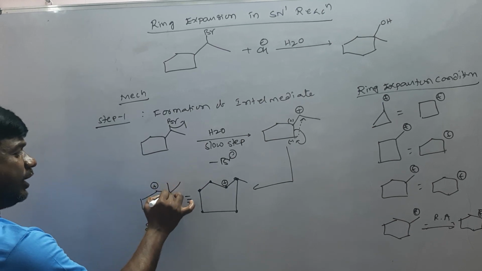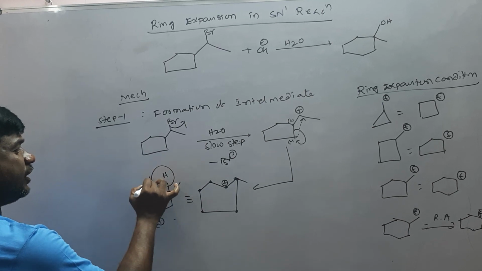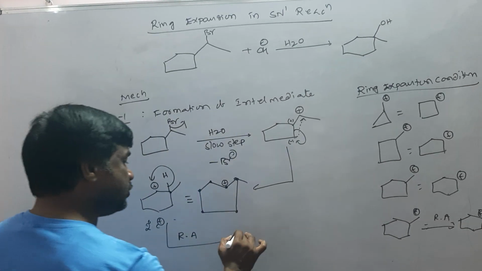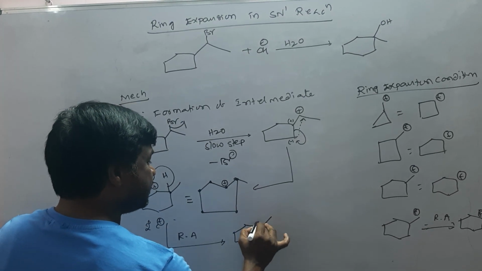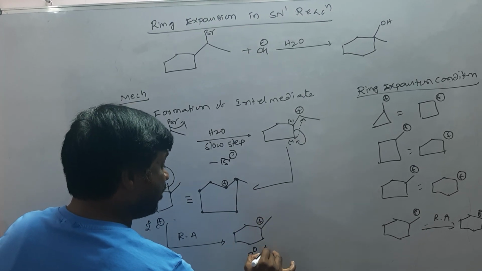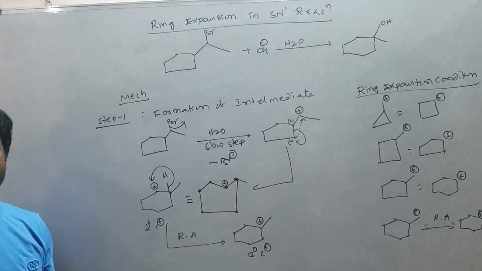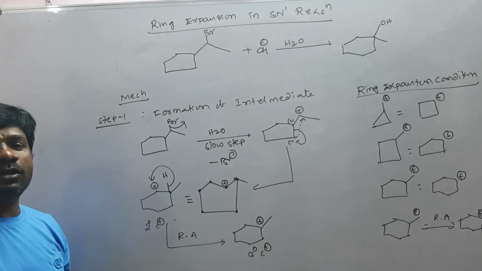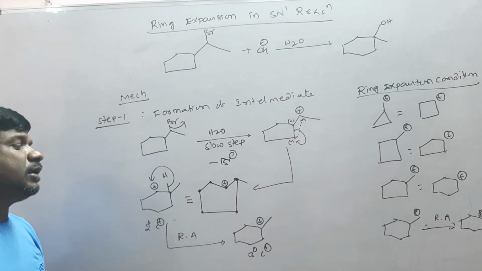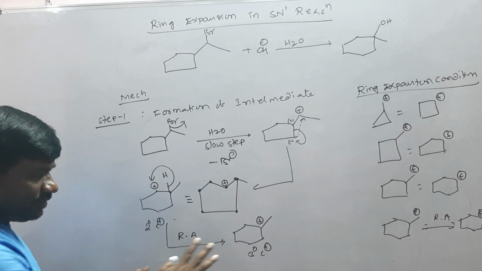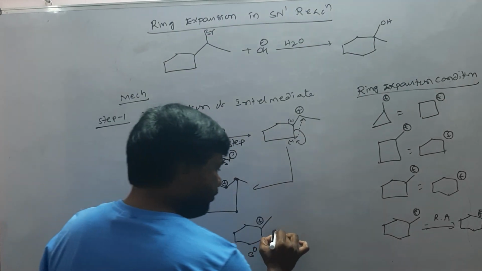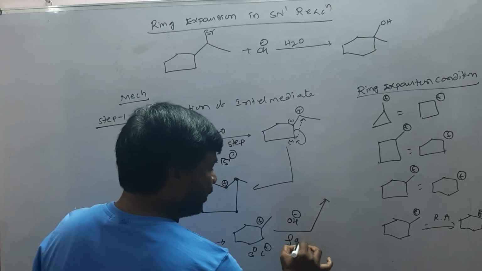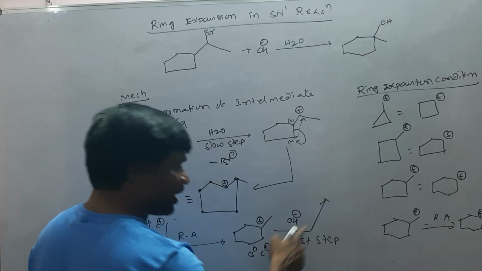So here a hydrogen is there, and this hydrogen shifts to here. This we call a rearrangement. So here this is a tertiary carbocation. Whenever there is a rearrangement, it should always give the more stable carbocation. This is actually step one. Again I will write step two. In step two, OH minus attacks, it is a fast step. This is step two.